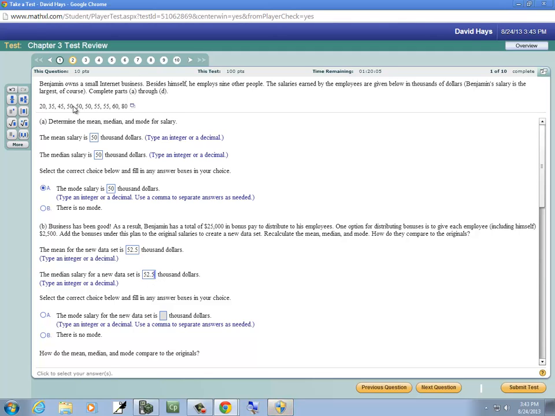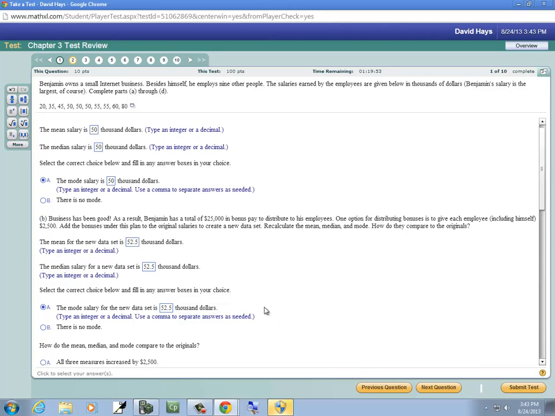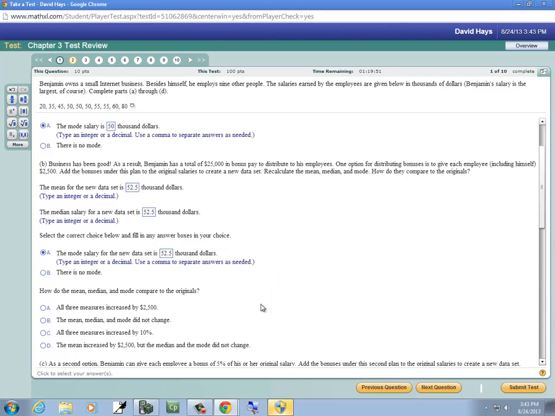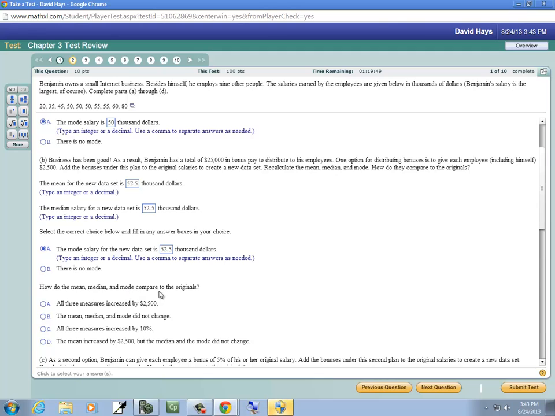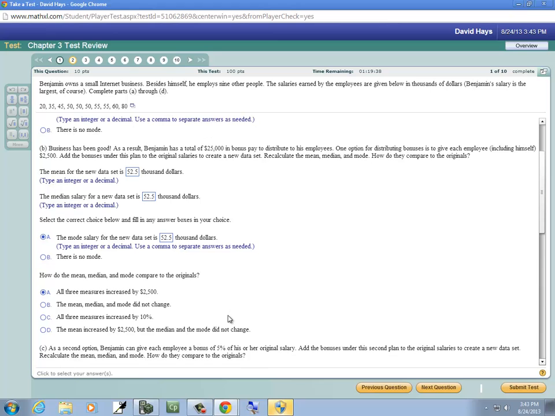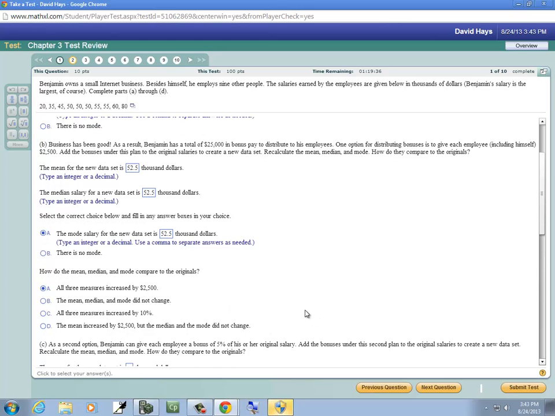Now if 50 occurred the most here, mode-wise, then if I added 2.5 to everything, then 52.5 will be my new mode that occurs 3 times. Okay. How do the mean, median, mode compare to the originals? Increased by... Yeah, I guess that did increase by 2,500, didn't I?